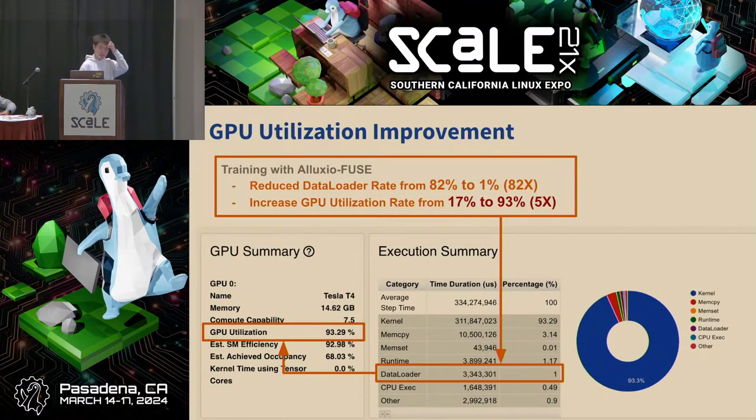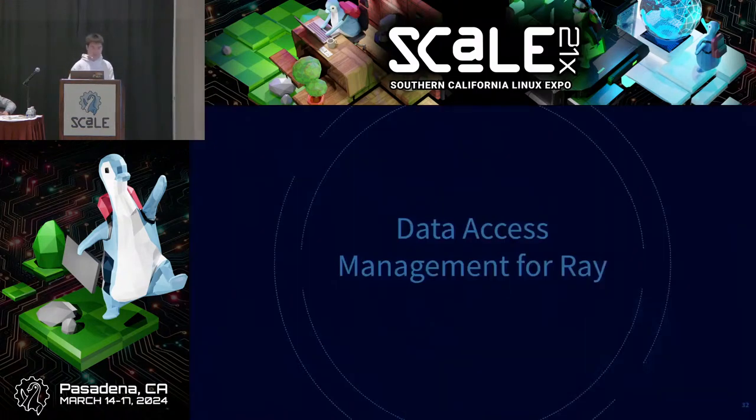And with the Elasto Fuse, we can improve that dramatically. It is still the same training pipeline, just that we used the Elasto Fuse here, and we could see that the proportion of data loading has been reduced from 82% to only around 1%. And the GPU usage has been improved from 17% to 93%. So that is a 5 times improvement. That's an example of how we integrated this kind of data access solution with PyTorch.